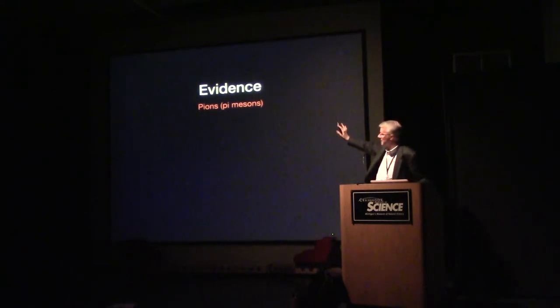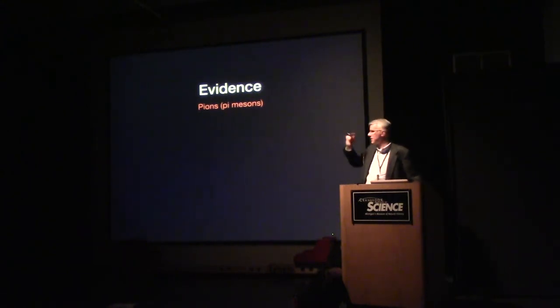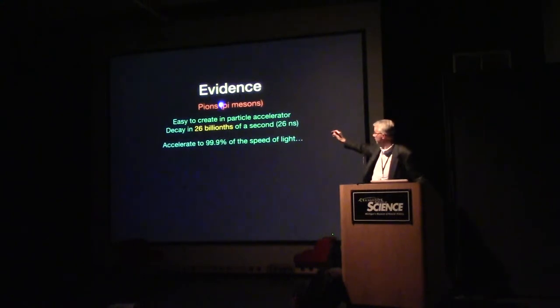So the next example, by the way, anybody listen to the Great Courses Plus? I love these things, right? There's loads. So this is one that I got from one of the Great Courses professors, pions. So pions are pi mesons. They're easy to create in particle accelerators, but they decay basically instantly, right? 26 billionths of a second, which is like nothing.